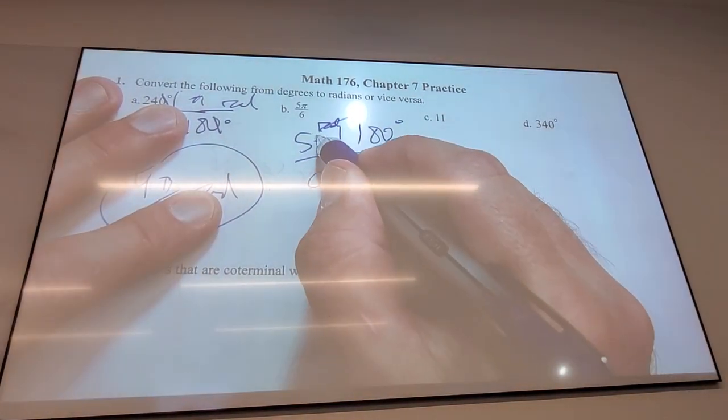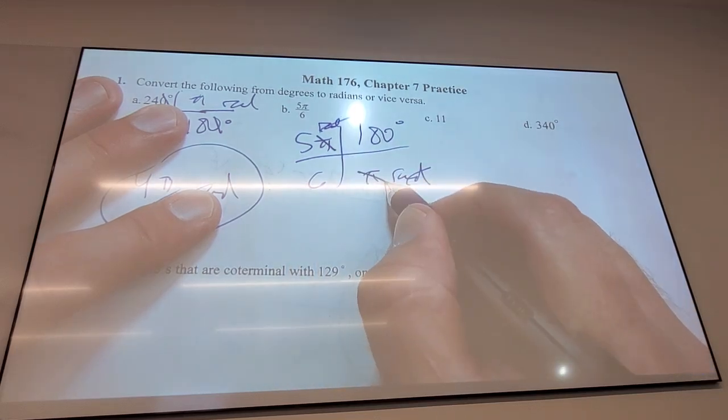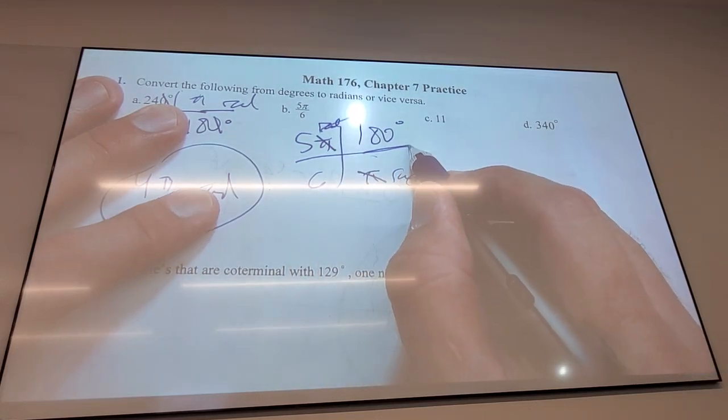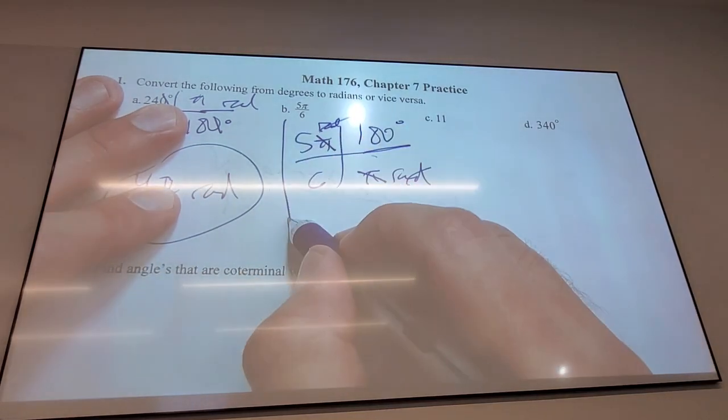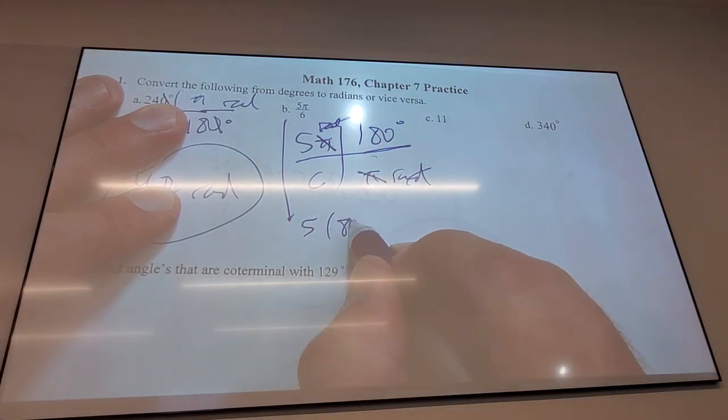But do you see how the pi will always cancel when I do that, and the 180 will be up top? So the shortcut is, right from the beginning, just replace pi with 180 degrees.